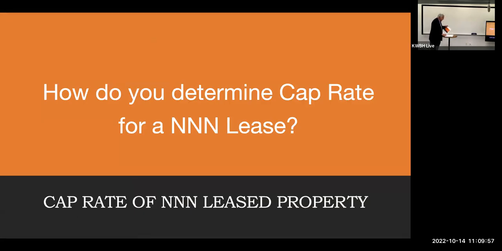So triple net leases come out at a cap rate. What are the determinants of that cap rate? Is that just a number picked out of the air? Is it a number that the seller needs to have to pay off some debt? How do you determine what a cap rate is when you bring out a property? Does anyone want to volunteer?